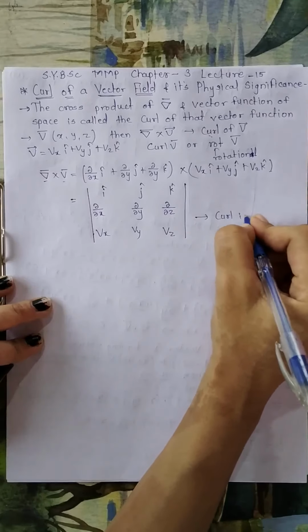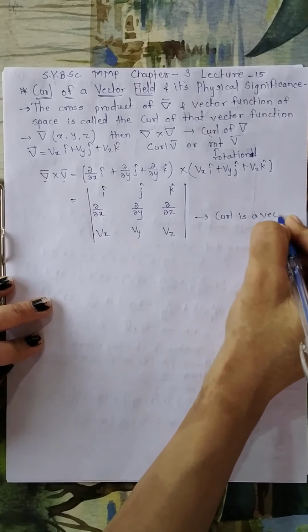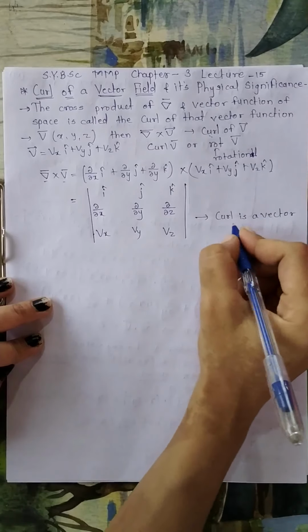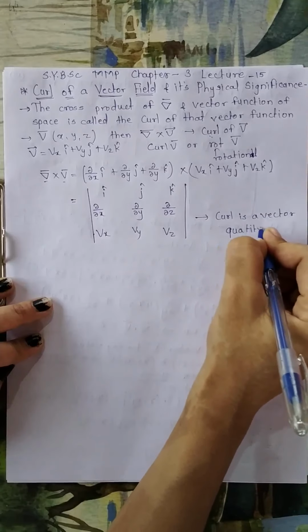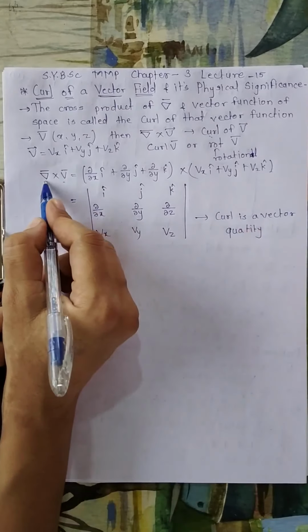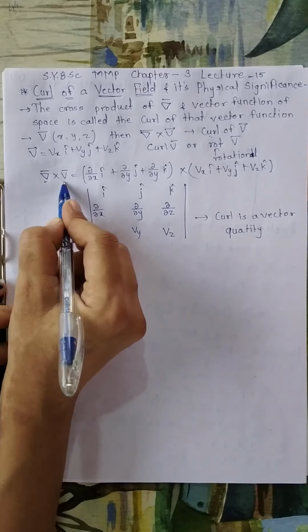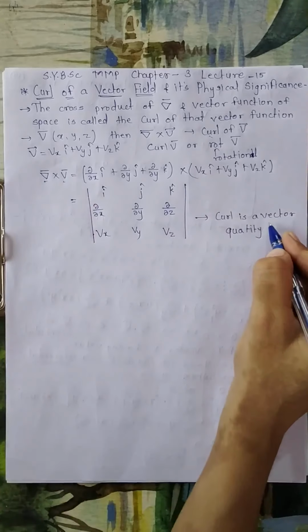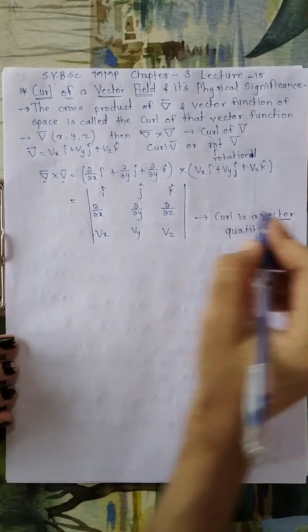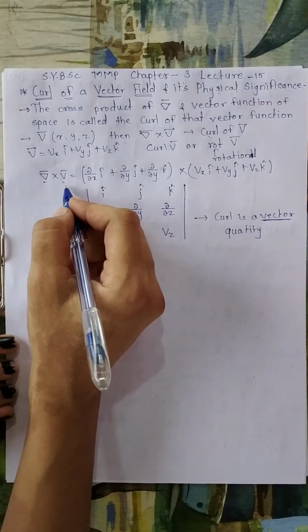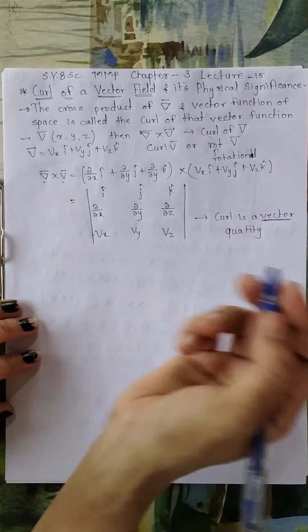So this is the way with which we define the curl of a vector or curl of v bar, and curl is a vector quantity, since the cross product of any two vectors is a vector quantity. Here curl is nothing but the cross product of vector del and vector v. Therefore the resultant curl of this del cross v, that is curl of v, is a vector quantity.